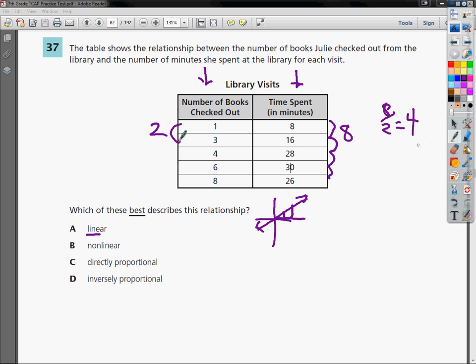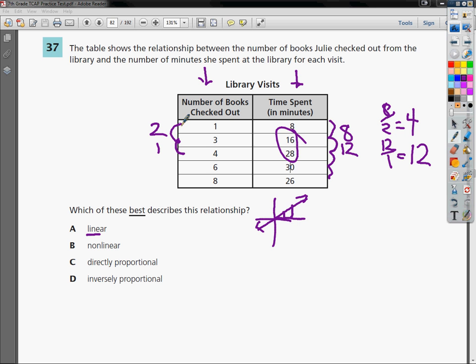Now we're going to go up again. In the next situation, she only checked out one more book. But in that case, it took 28 minus 16 would be 12. So I do 12 divided by 1. So it goes up 12 this time. See, it took her significantly more time to check out one more book than it did to pick out 2 books originally, or the difference anyway. So it's not the same every single time. It takes her a lot more time here than it would normally. So it's not a linear relationship.